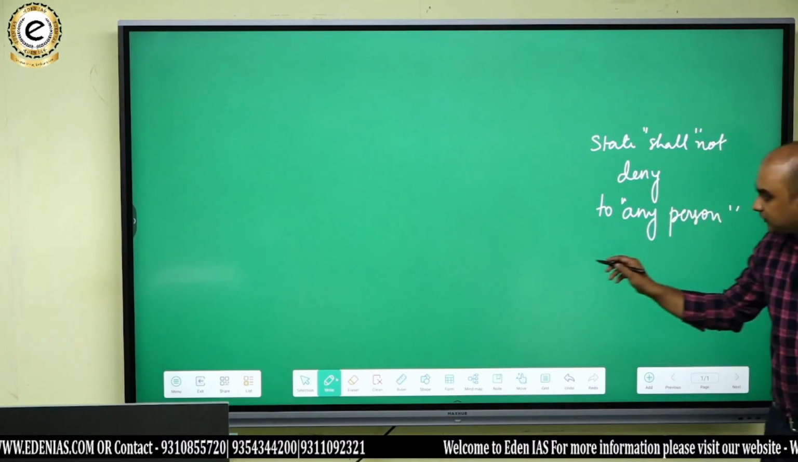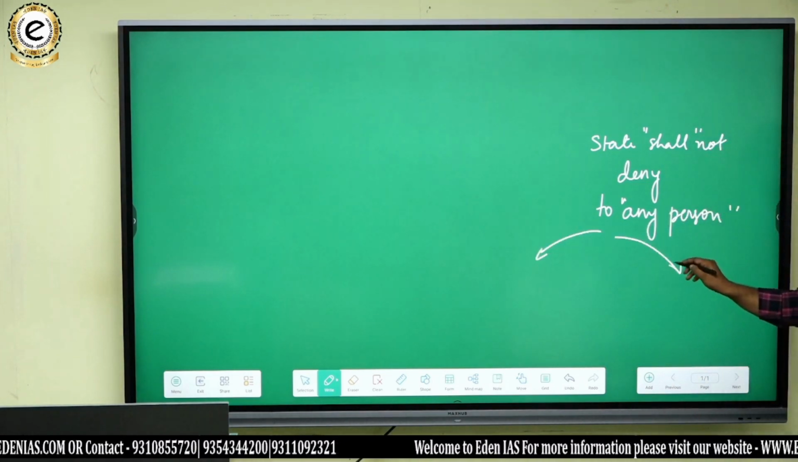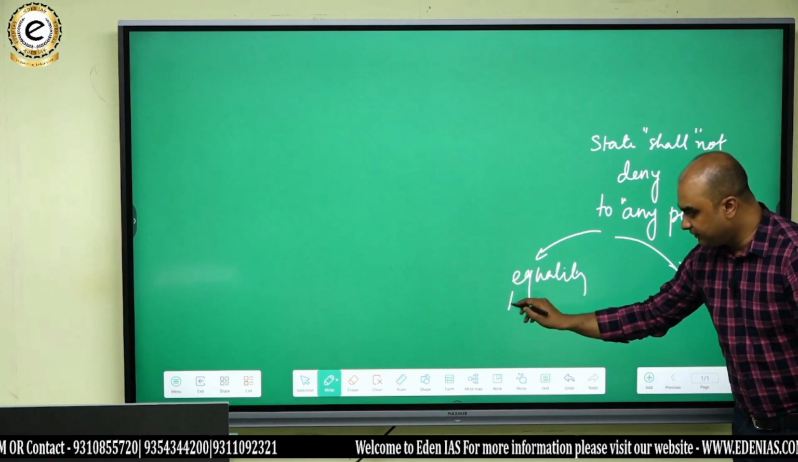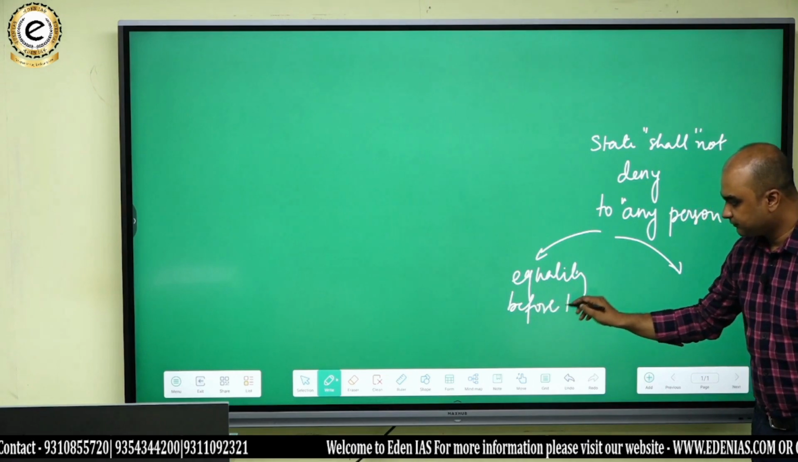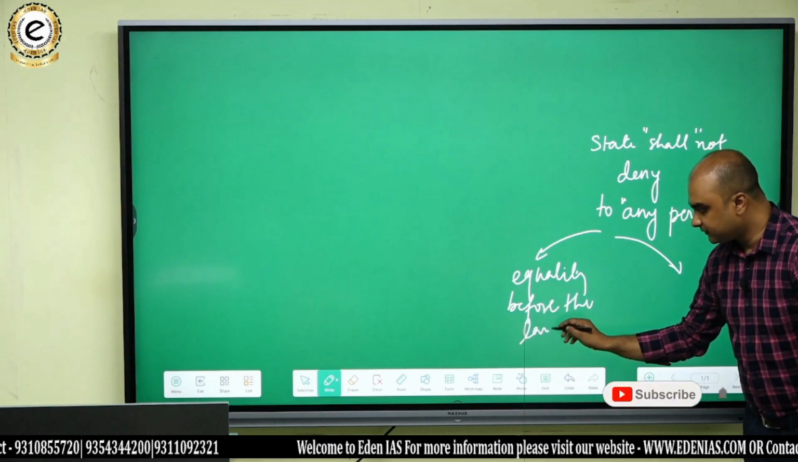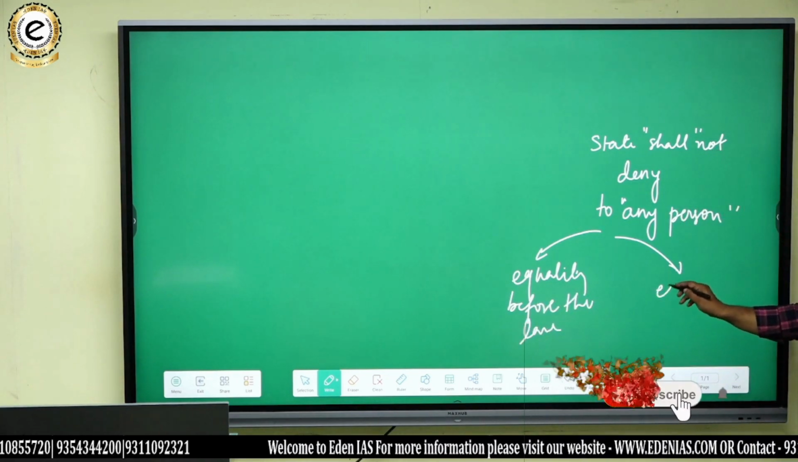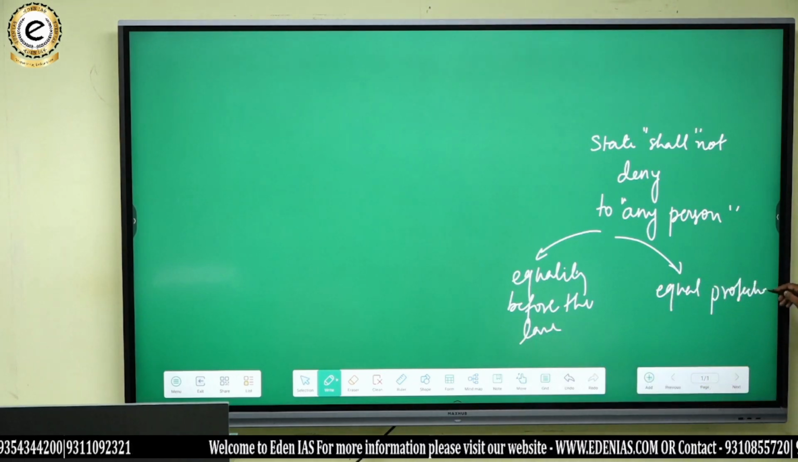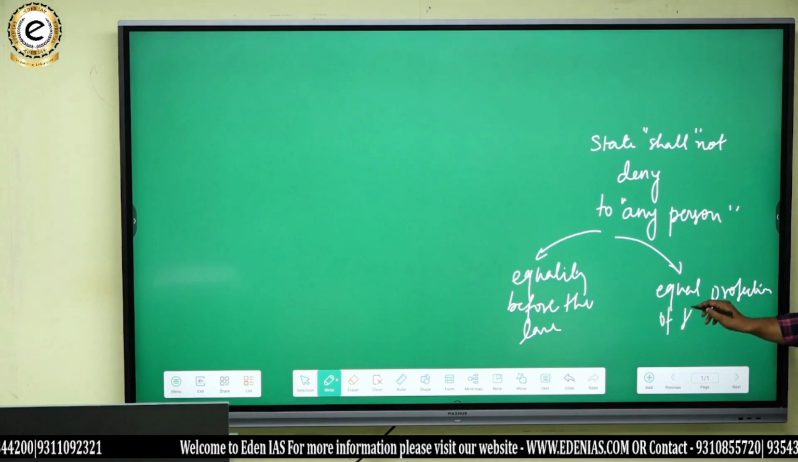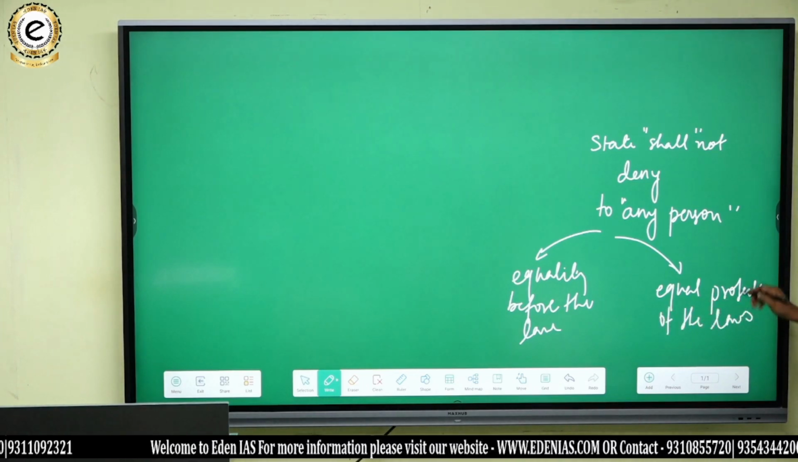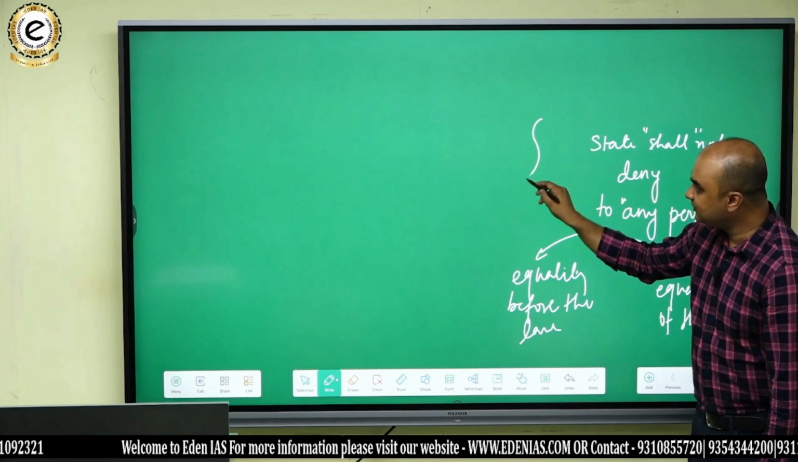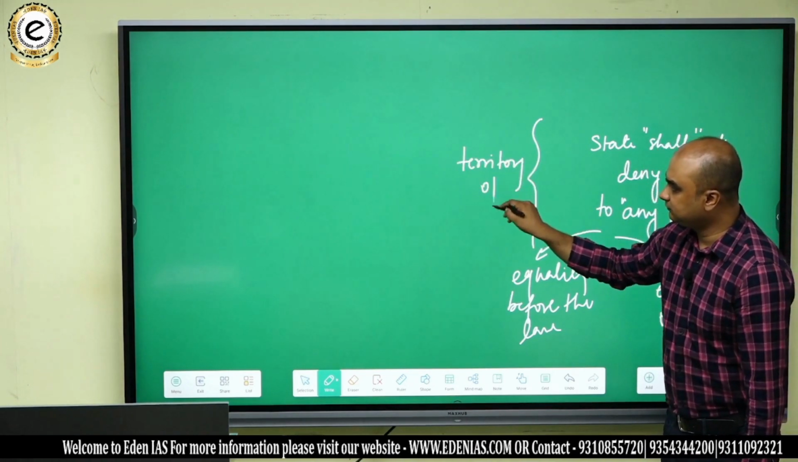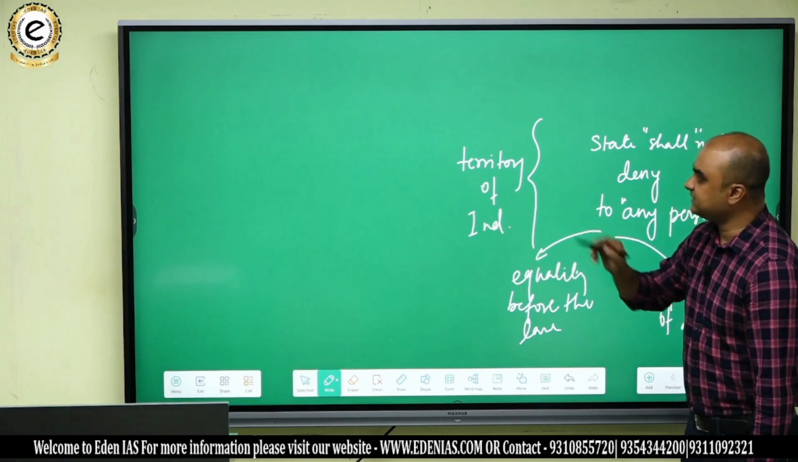Any person, what? Two things. Equality before the law. That's the first thing. And the second thing is equal protection of the laws. But where? Within the territory of India. So that's the text of Article 14.